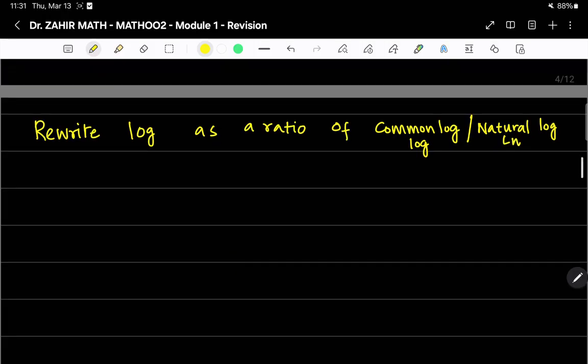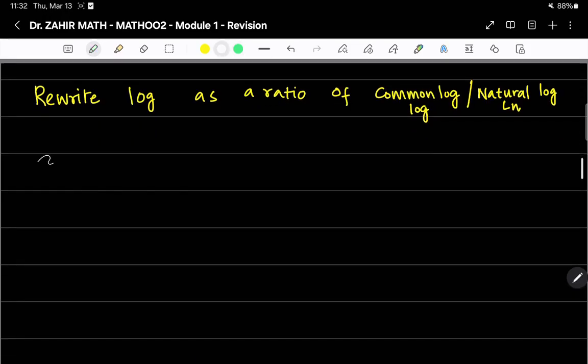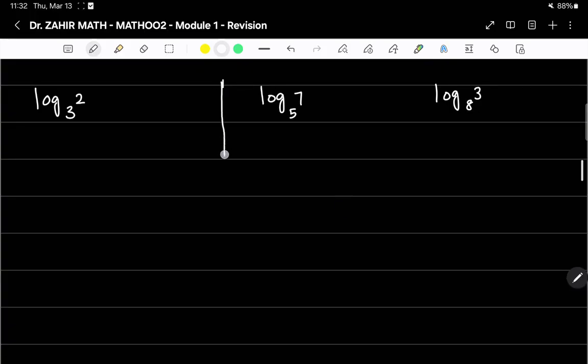Okay, right. So here also I'll try to give you 3 questions. So the first question, log 2 base 3. Second question, I'll give you log 7 base 5. And the third question, I give you log 3 base 8. So let me make a line.